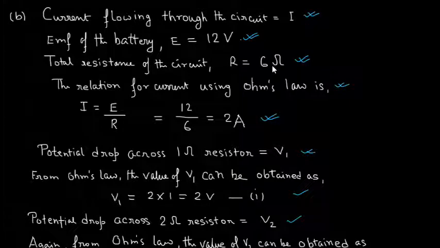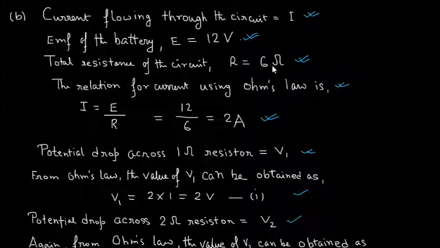Current flowing through the circuit is equal to I. EMF of the battery E is equal to 12 volt. Total resistance of the circuit R is equal to 6 ohm. The relation for the current using Ohm's law is I is equal to E by R, that is 12 by 6, which is equal to 2 ampere.